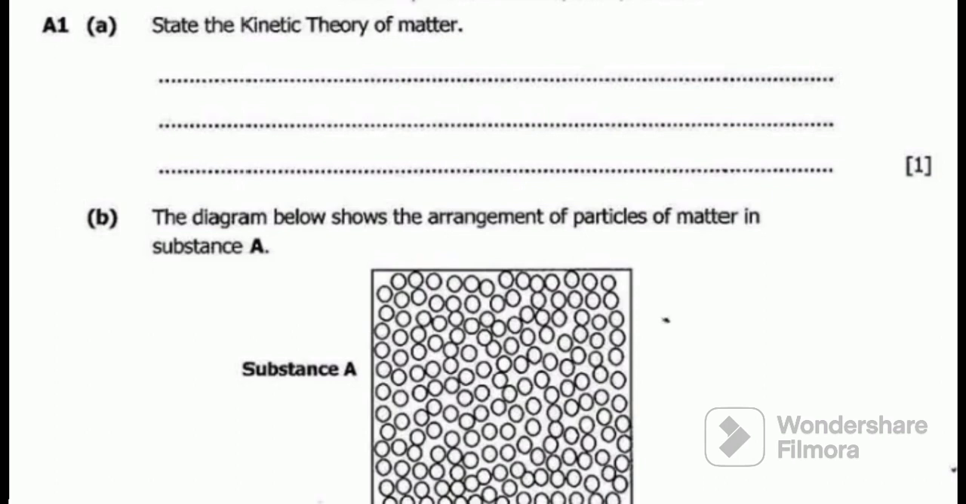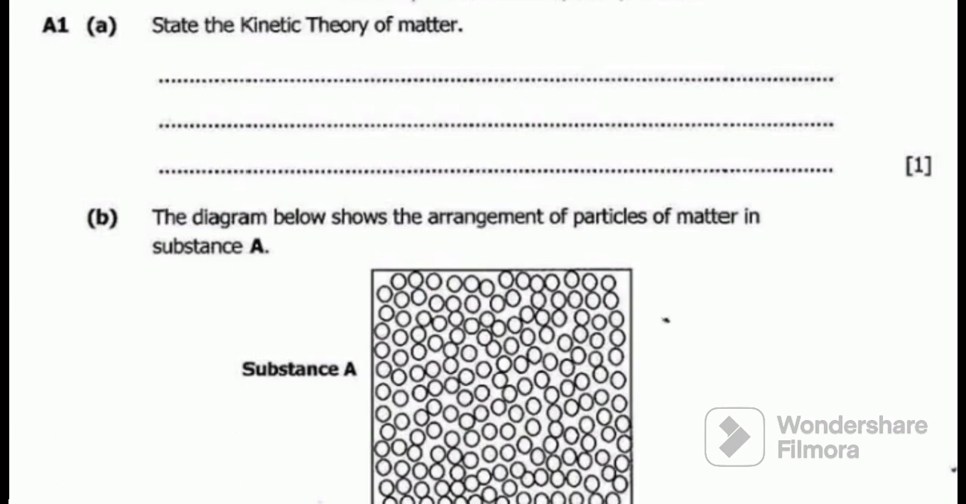Okay, so in this video, we are going to revise Science Paper 2, the combination of different past question papers. Okay, so we are going to begin with this question. Okay, so this question is from matter.